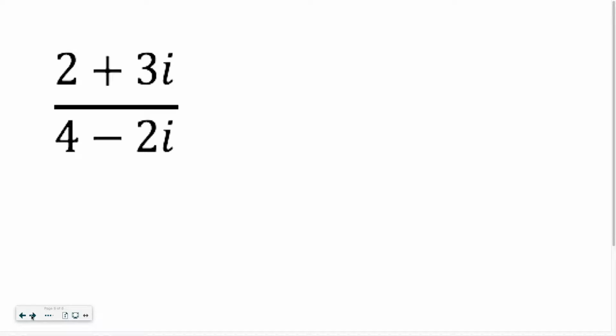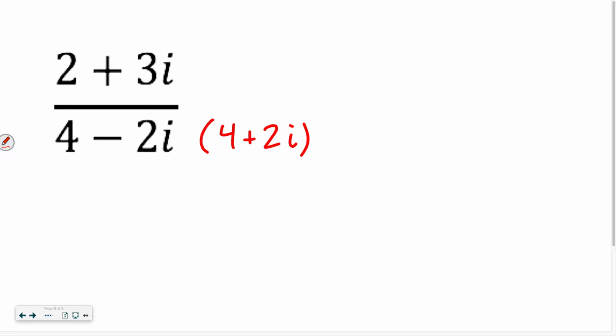Addie, can you tell me what the complex conjugate of 4 minus 2i would be? Oh, minus? Change. 4 plus 2i? Yep. Put you on the spot, right?